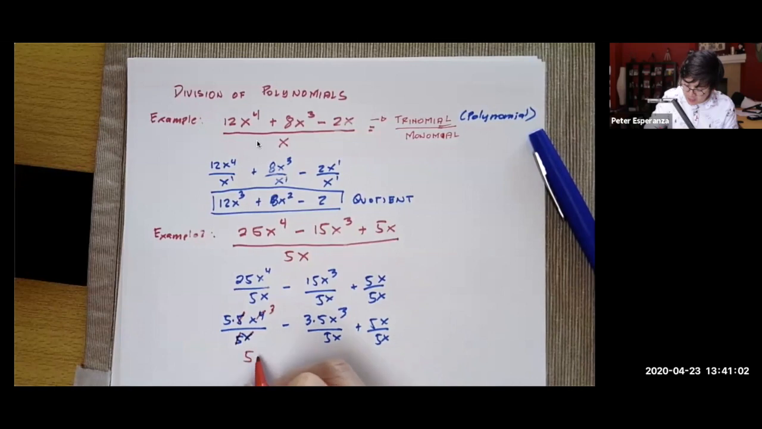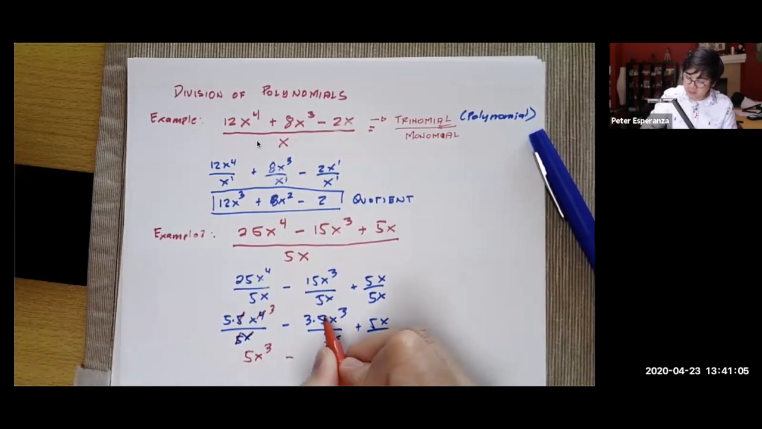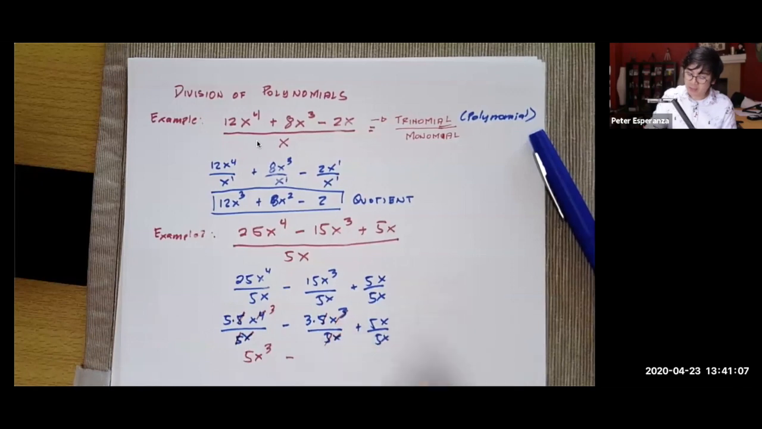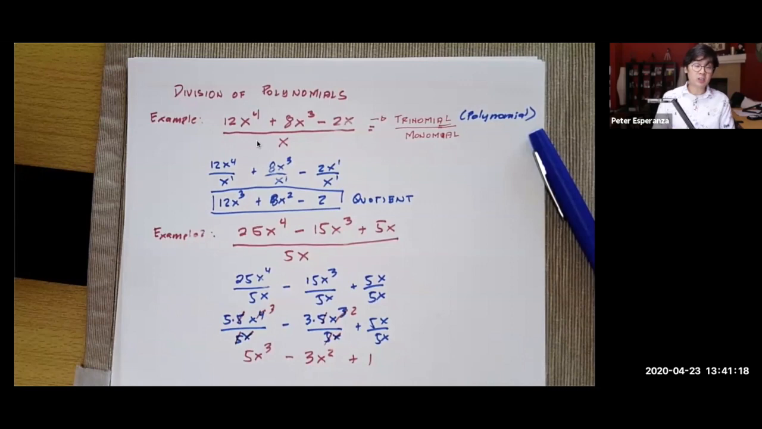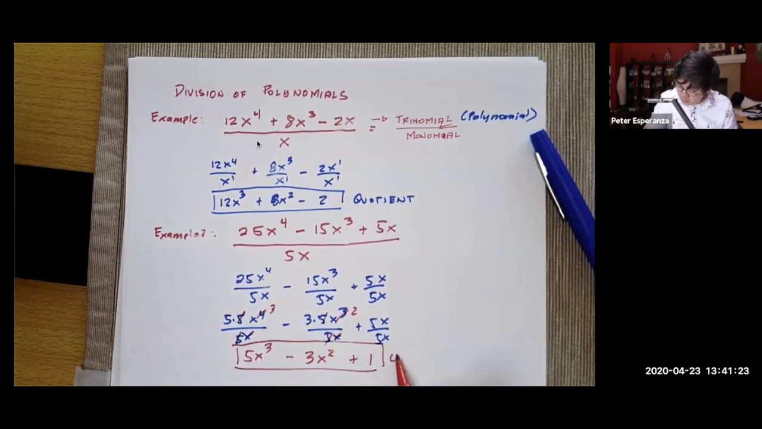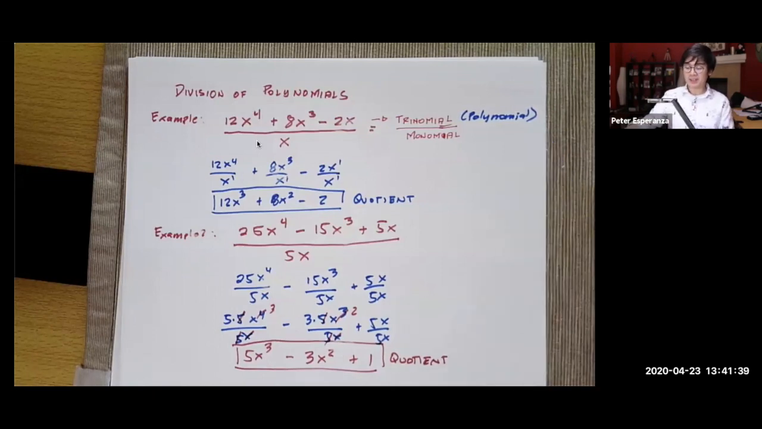So this is 5x cubed minus, cancel 5 here, cancel 1 of the x's here. So you are left with 2 x's on top. So it's 3x squared plus 1, because we know that if the numerator is the same as the denominator, it's equal to 1. So this is now your quotient. Easy. So when you're working with a polynomial on top and a monomial as your divisor, dividing polynomials will be a little bit easier.